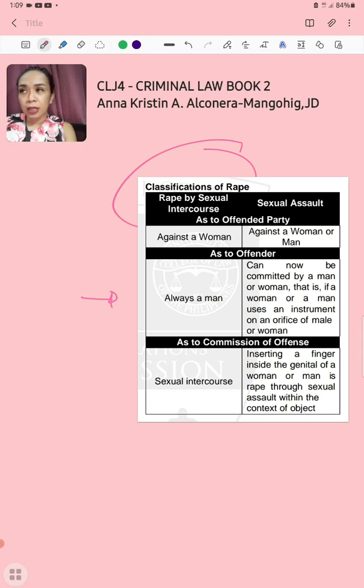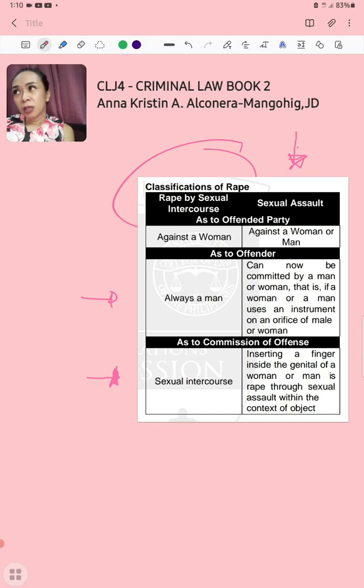Kasi there is another instance dito sa rape by sexual assault na hindi naman yung organ ang pinapasok, kundi yung any instrument, for instance, no, pwede siya ma-consider as rape by sexual assault. As to commission of the offense, sa rape by sexual intercourse, it is really through sexual intercourse. Etong sexual assault, pwede siya na by using finger inside the genital of a woman, no, finger siya, pwede siyang rape pa rin.